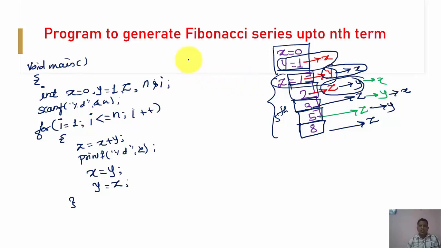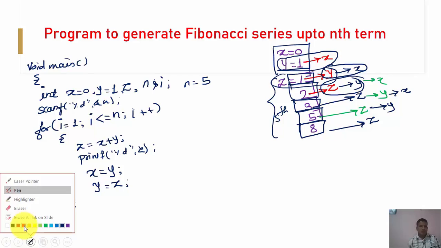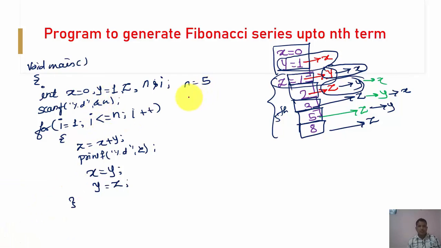So let us consider, suppose I am going to enter n is equal to 5, right? Initially i is initialized with value 1, so as 1 is less than 5, in the first iteration the value of i is 1 and the value of n remains 5. As 1 is less than 5, z is equal to x plus y. Here the value of x is 0 and the value of y is 1. So the value of z in the first iteration is 1.